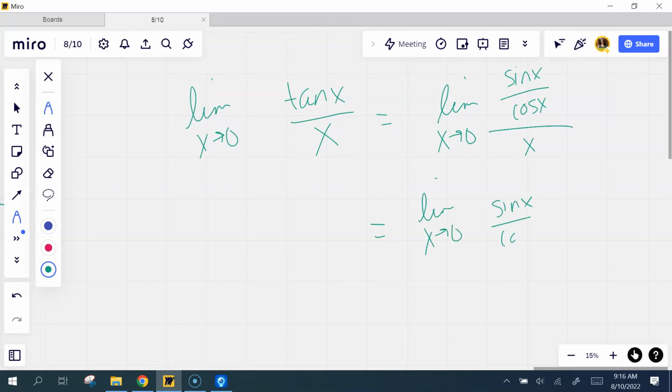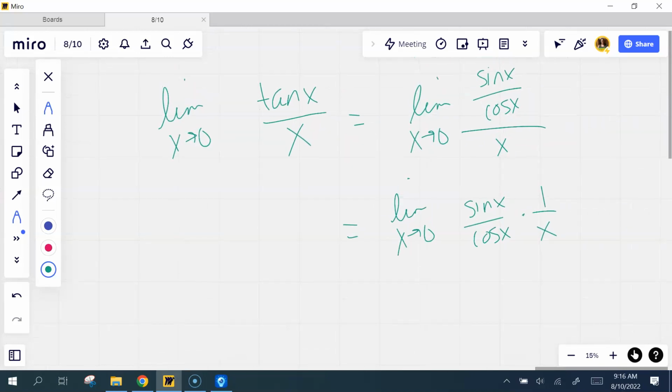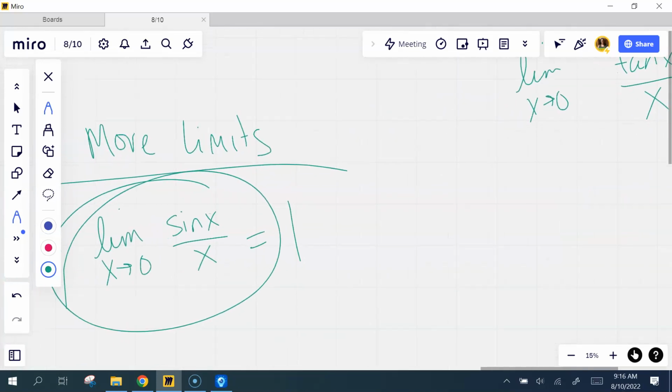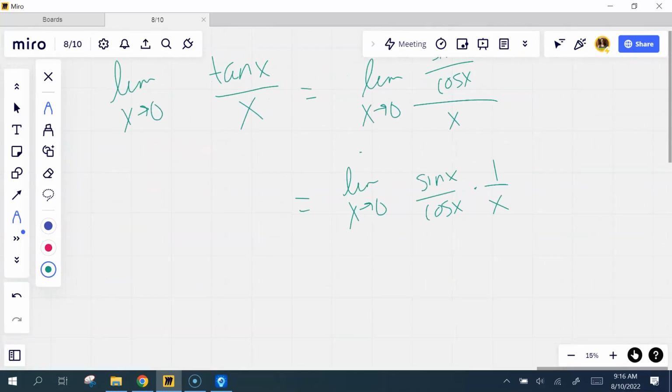Sine x over cosine x times 1 over x. Now remember, when I multiply fractions, I'm top times top and bottom times bottom. So really this is just sine x over x times cosine x. What do you notice? Exactly. I know that the limit as x goes to 0 of sine x over x, I know that limit, right? But what would that leave me with? 1 over cosine x. Agree?